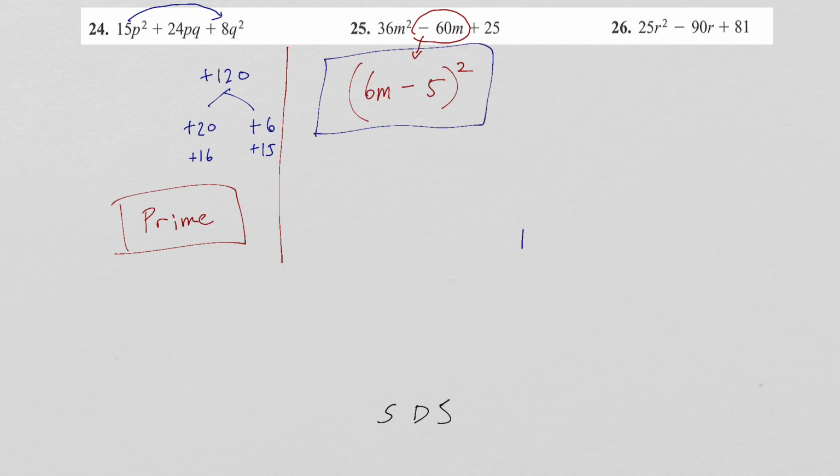If you didn't see that, you can do slide, divide, slide. Slide over the 36. 36 times, this is going to be really big numbers though, so hopefully you see it the other way. 36 times 25 is 900. So you end up with a positive 900 here. And you're trying to factor, they both got to be negative because this is a positive and that's a negative. And they're both trying to add up to 60. So 30 and 30.